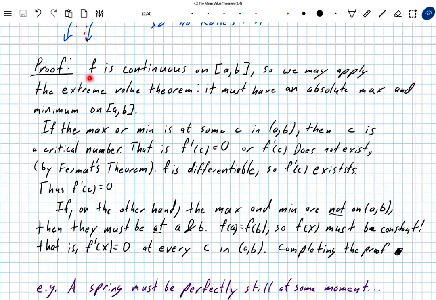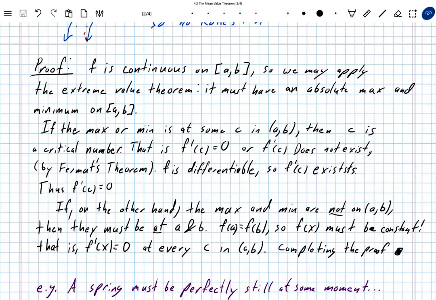We say, all right, we know that f is continuous on this closed interval. So we can apply the extreme value theorem. We build up theorems to prove other theorems. Because of the extreme value theorem, it has to have an absolute maximum and minimum on this closed interval. So now we're going to start just going through cases.